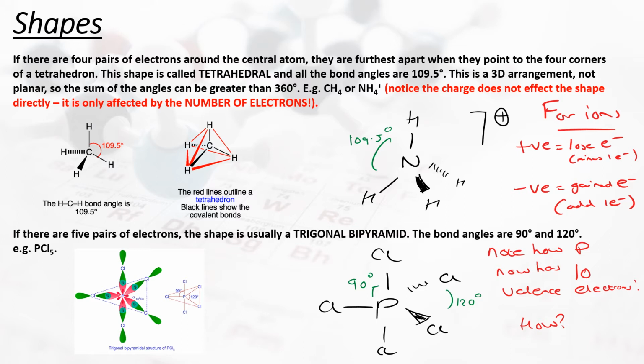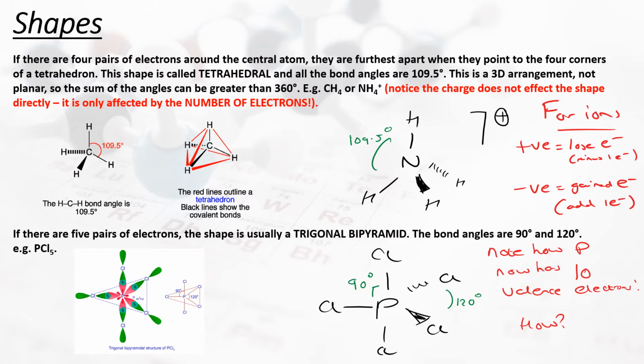If there are 4 pairs of electrons around the central atom, the furthest apart they can get is when they point to the four corners of a tetrahedron. And so this shape is called tetrahedral. The bond angles between everything are 109.5 degrees. Now this is a 3D arrangement, it's not a planar shape.